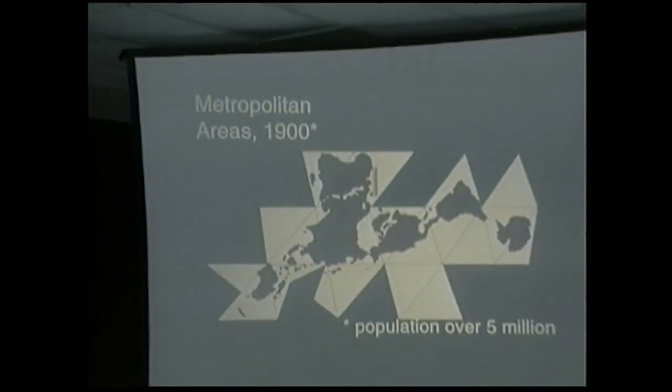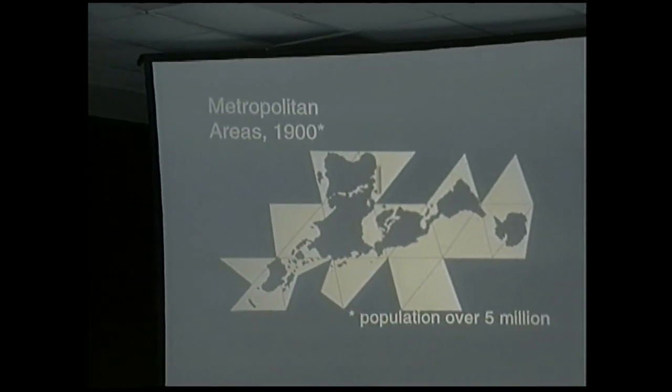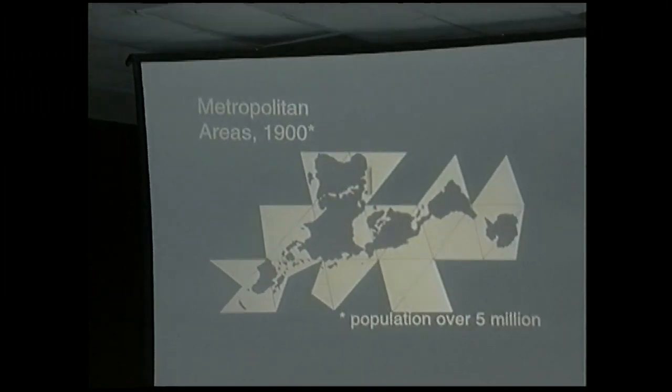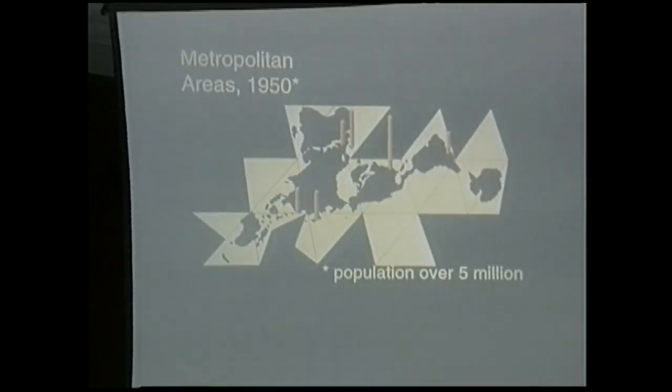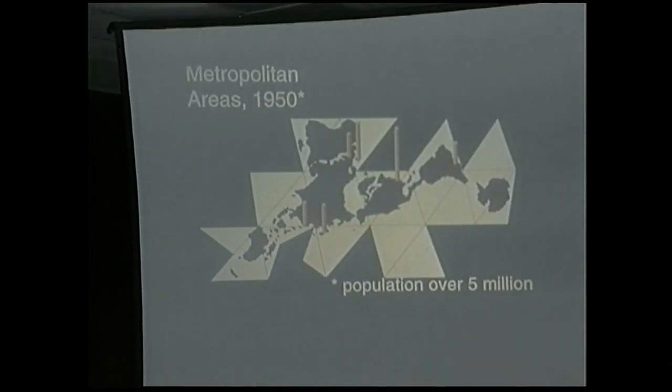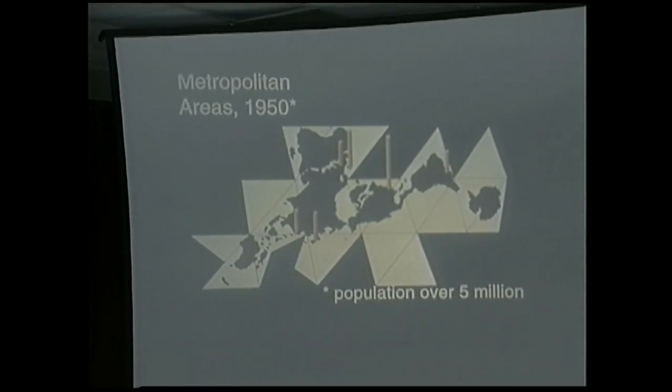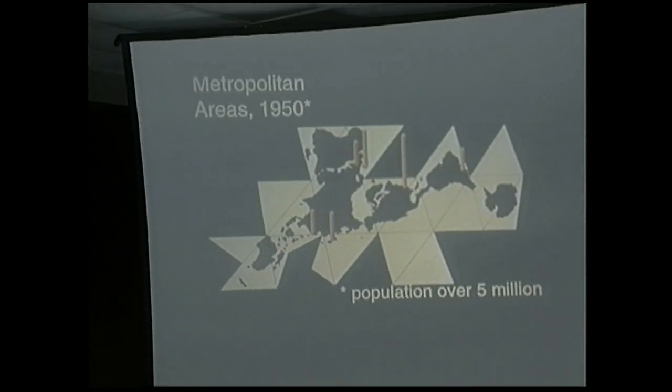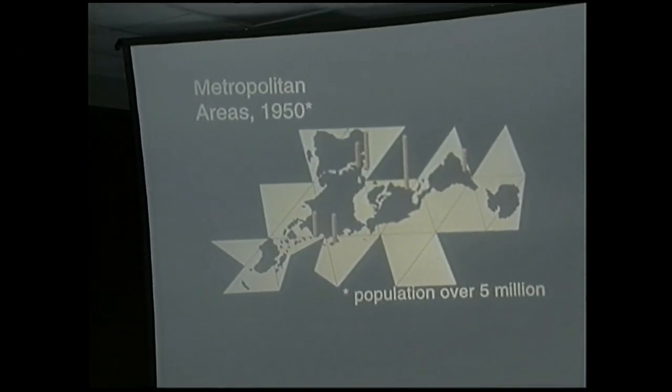Back in 1900, there was but one metropolitan area in the world, and that was London in the UK, that had a population of 5 million people or more. By 1950, we had 6, including Buenos Aires. There was New York City, London again, Paris, Tokyo, Shanghai.